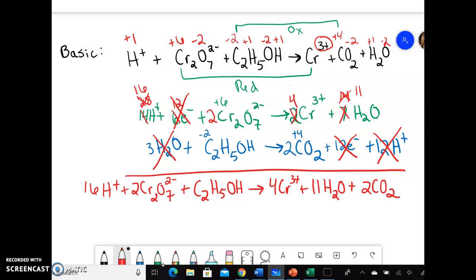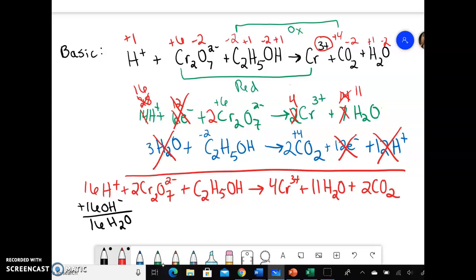And so the last thing is, if this is basic, you're going to have one more step. If this was an acidic solution, you'd be done because you can leave it with the waters and the H pluses. For basic, you cannot have H plus at the end. So what you need to do if it's basic, once you get to this step, is to find your H pluses and add the same number of hydroxides so that they become water.